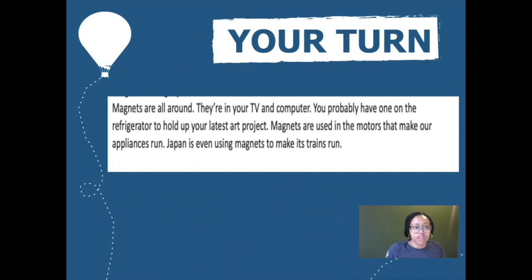On page 18 in your workbook, there is a paragraph that does not have any transitional words. Read along with me. Magnets are all around. They're in your TV and computer. You probably have one on the refrigerator to hold up your latest art project. Magnets are used in the motors that make our appliances run. Japan is even using magnets to make its trains run. You will have 3 minutes to rewrite these sentences using transitional words. I know you can do it.